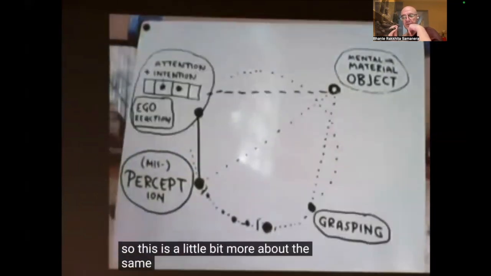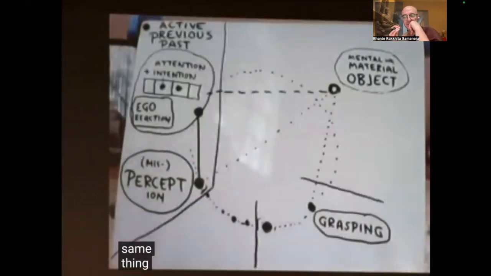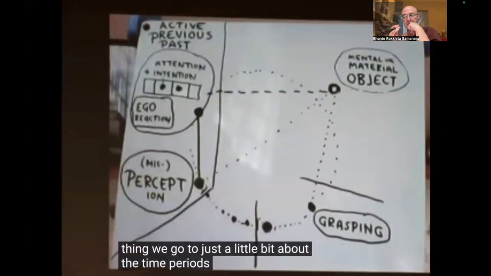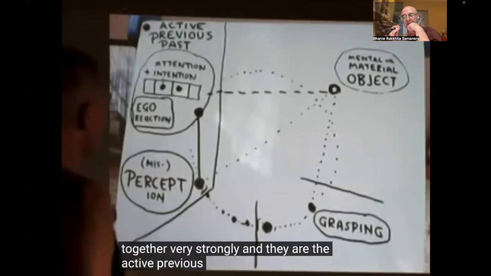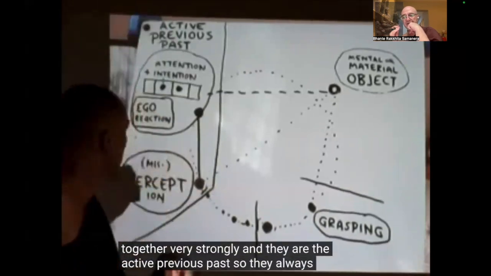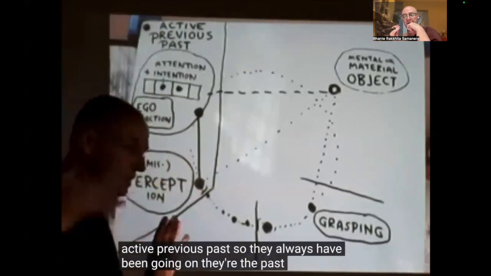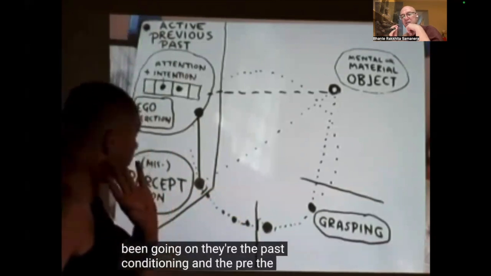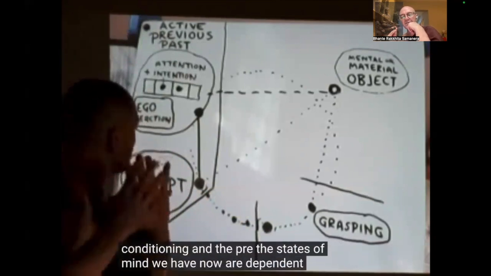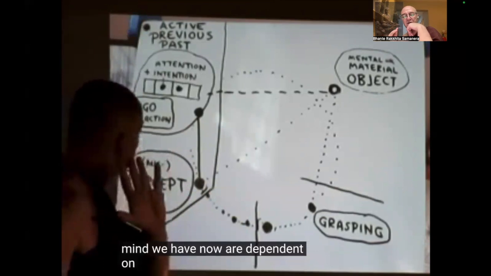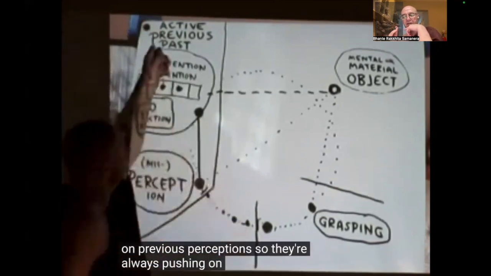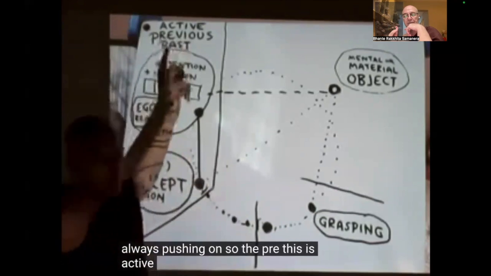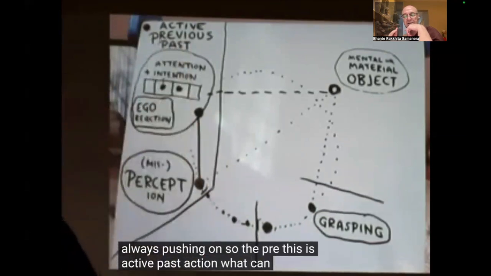So this is a little bit more about the same thing. We go to just a little bit more about the time periods. So the first two link together very strongly, and they are the active previous past. So they always have been going on. They're the past conditioning. And the pre-states of mind, we are now dependent on previous perceptions. So they're always pushing on. So this is active past.